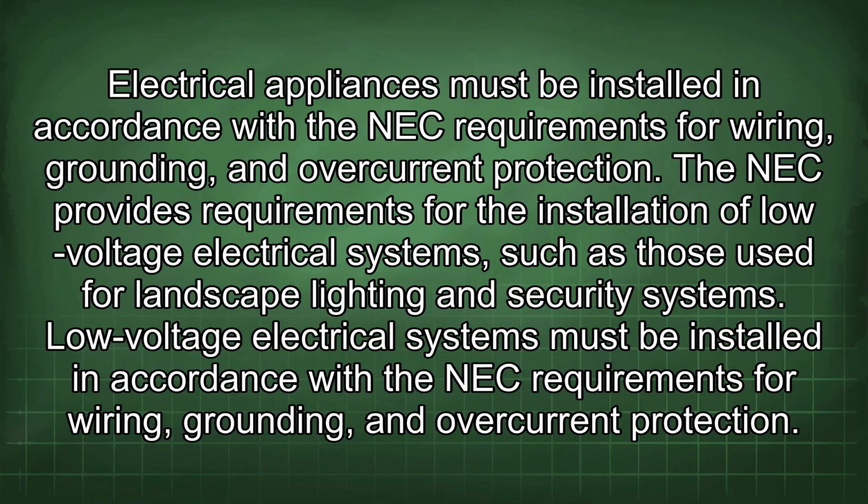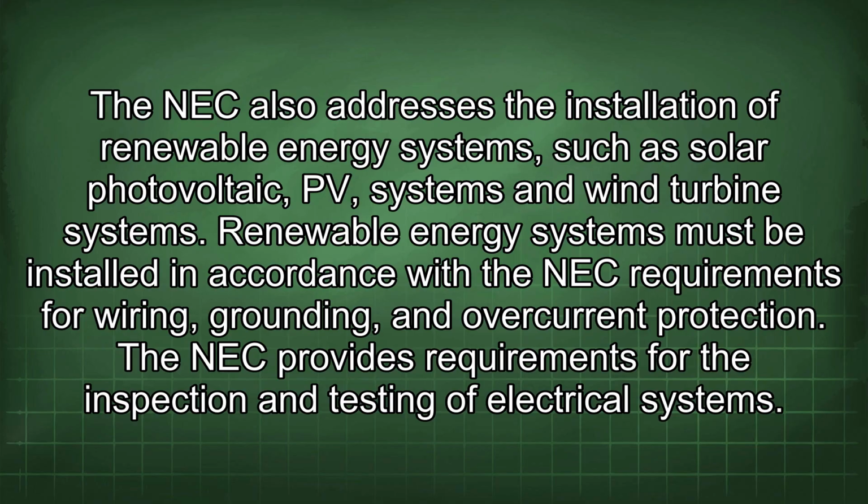The NEC provides requirements for the installation of low-voltage electrical systems, such as those used for landscape lighting and security systems. Low-voltage electrical systems must be installed in accordance with the NEC requirements for wiring, grounding, and overcurrent protection. The NEC also addresses the installation of renewable energy systems, such as solar photovoltaic (PV) systems and wind turbine systems. Renewable energy systems must be installed in accordance with the NEC requirements for wiring, grounding, and overcurrent protection.